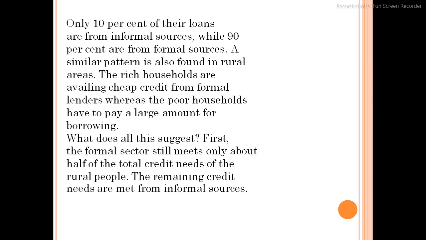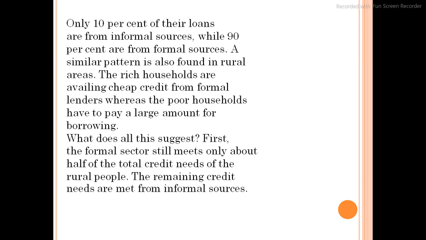Only 10% of their loans are from informal sources, while 90% are from the formal sources. A similar pattern is also found in the rural areas. The rich households are availing the cheap credit from formal lenders, where the poor households have to pay a large amount of borrowing. What does all this suggest?